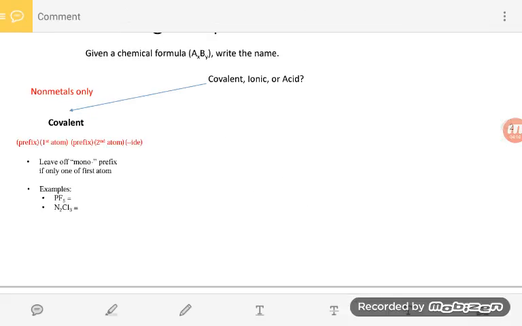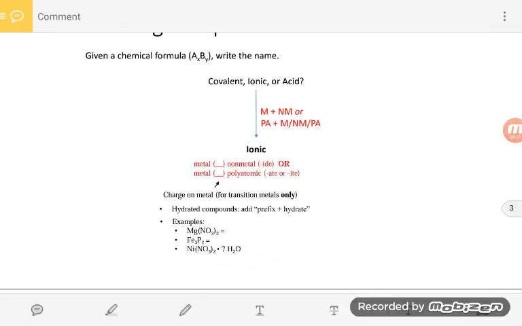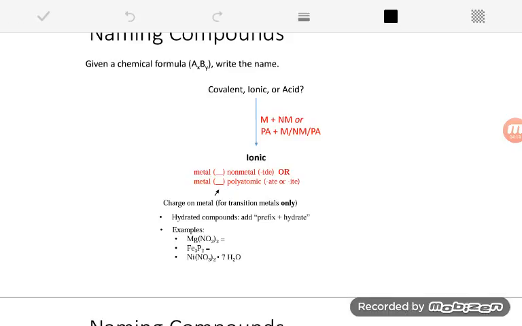Now let's look at ionic compounds. These are usually pretty simple, but there's one thing about them that can be a little tricky sometimes. If we determine that we have an ionic compound, we're going to use one of these 2 general formulas here. And the only thing that's different is the top one is when it's paired with a metal, and the bottom one is when it's paired with a polyatomic ion.